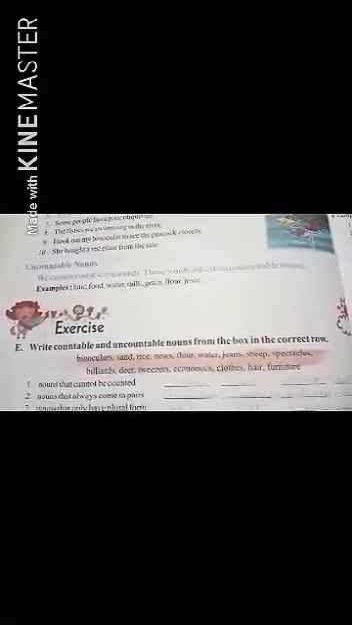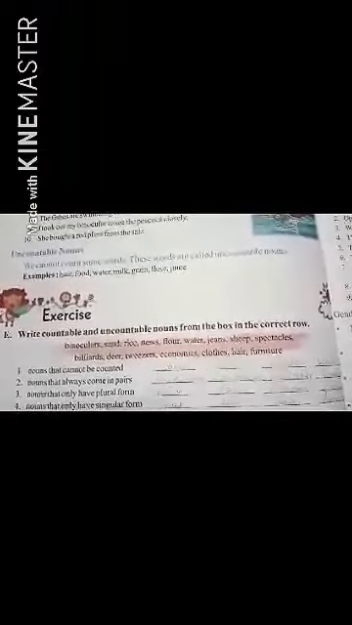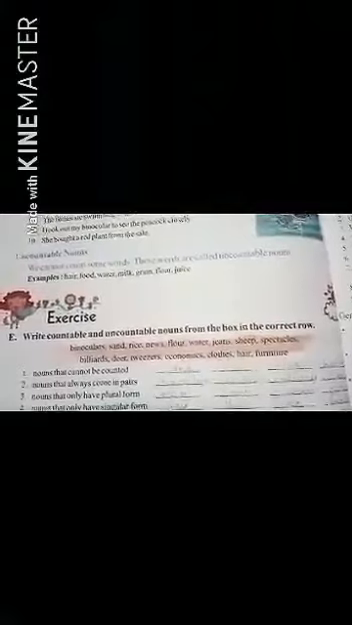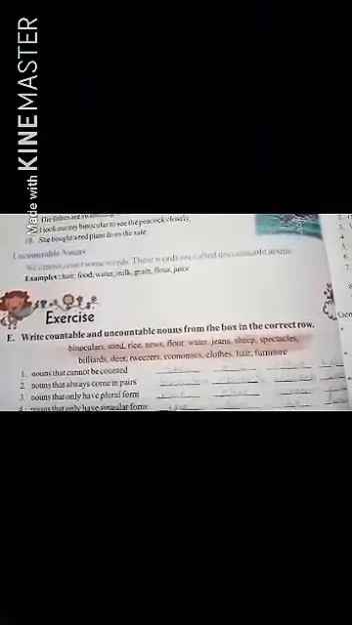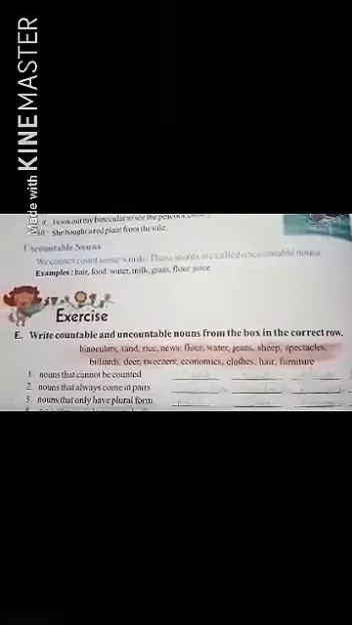Now, uncountable nouns. Uncountable nouns means the nouns which we cannot count in numbers. I am again saying, the nouns which we cannot count in numbers. These type of nouns are called uncountable nouns. For example, hair, food, water, milk, grain, flour and juice. We can't count these, like a water, 2 water, 5 milk. So we can't say like this. So this type of nouns are called uncountable nouns.